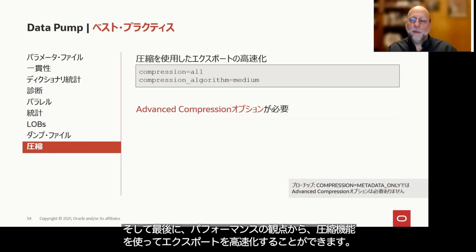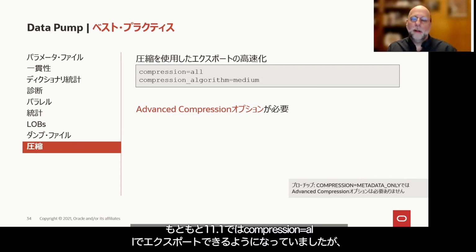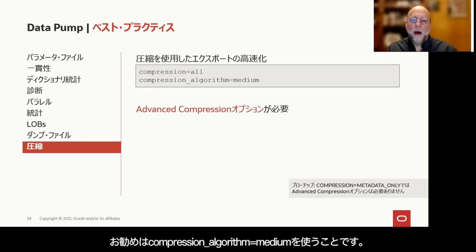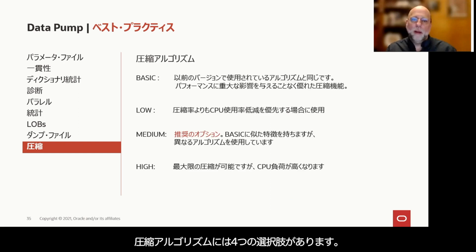And then finally, for performance, you might want to use compression to speed up your export. Originally, we just were able to say in 11.1 export with compression equal all, for example. We've now added more compression algorithms in more recent versions. Our recommendation is to use compression algorithm equals medium. Now, this does require the advanced compression option. And there are 4 choices now for compression algorithms.